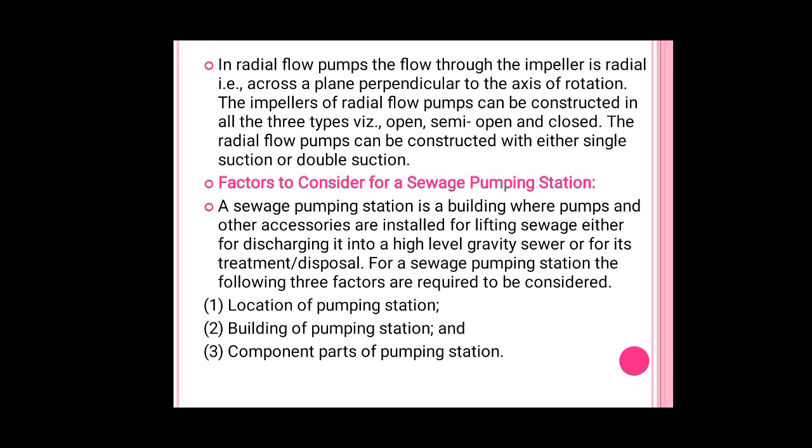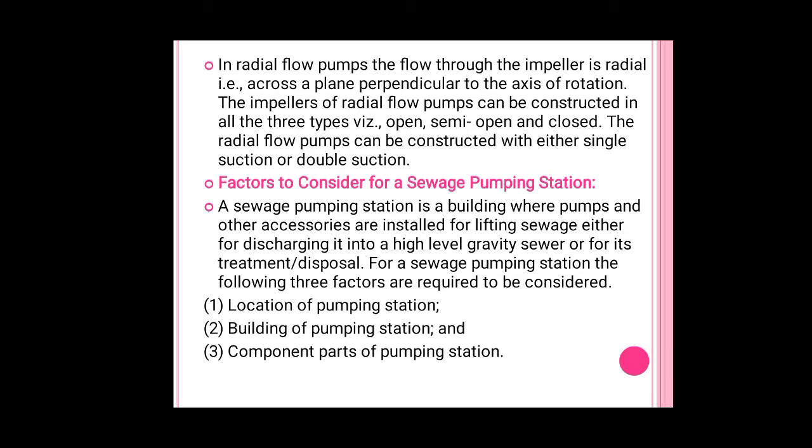Then second, in a radial flow pump, the flow through the impeller is radial, that is, across the plane perpendicular to the axis of rotation. The impellers of the radial flow pumps can be constructed in all three types, like open, semi-open and closed ones. The radial flow pump can be constructed with either single suction or double suction.